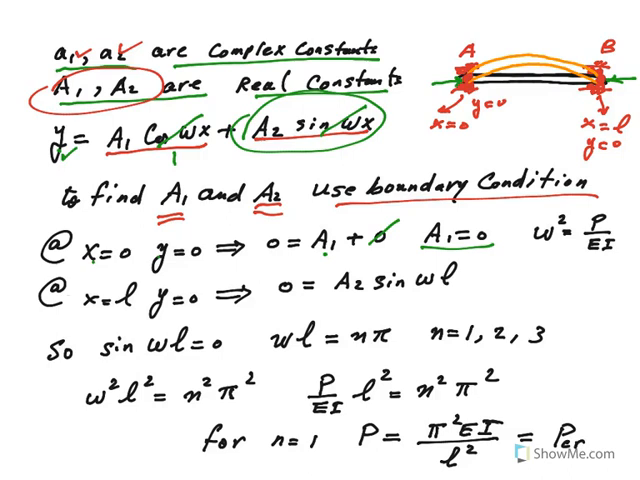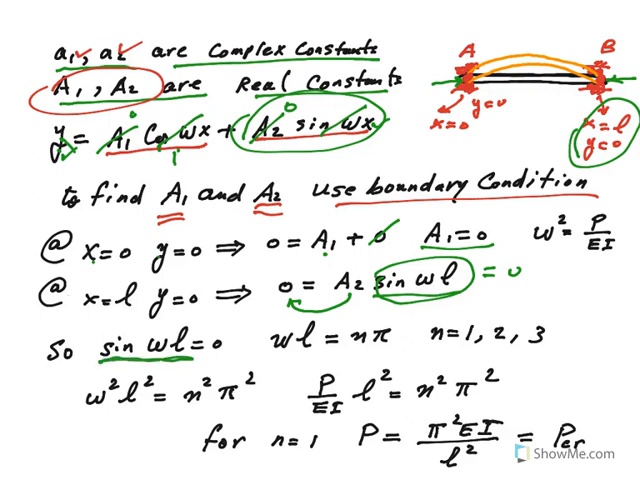Now, the next boundary condition is this guy at x equals L, y equals 0. If you do that, you get 0. Remember, a1 is already gone, so we get a2 sine, in place of x put L, sine omega L. Again, we have two options. Either a2 equals 0 or this guy equals 0. If a2 equals 0, then we don't have anything. a1 was already 0 and now a2 is 0. That's no good.